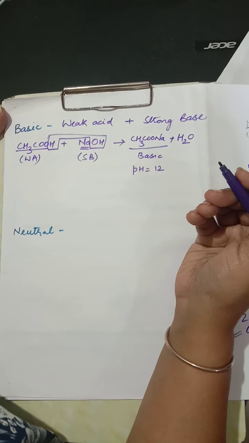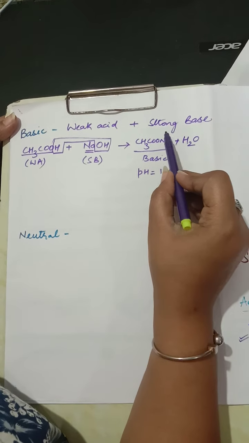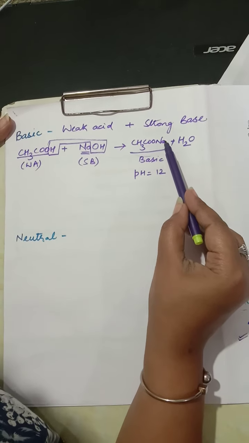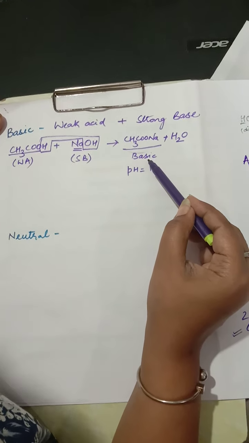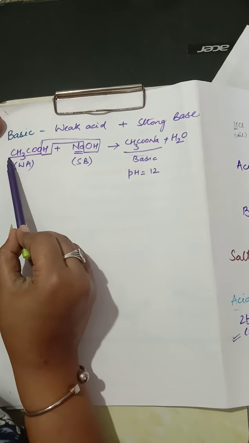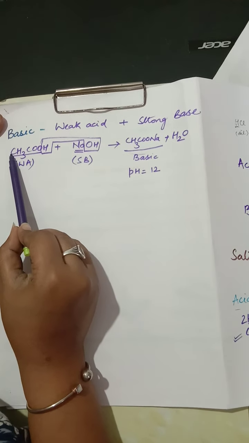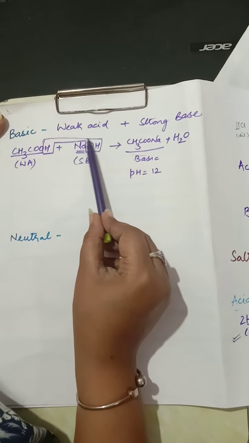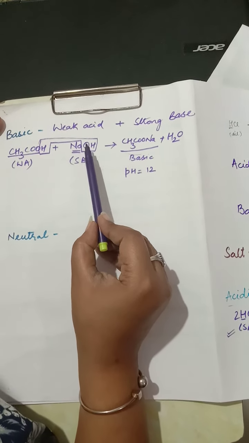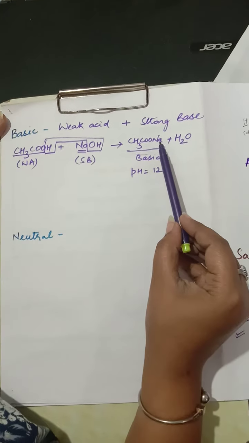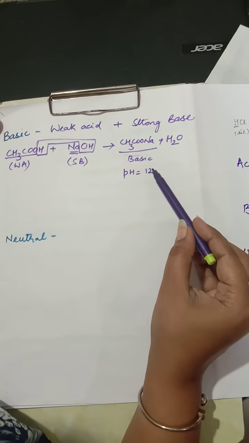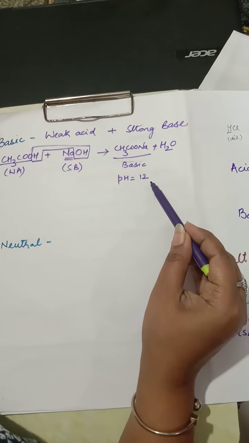Alright. Another type of question. What is the nature of sodium acetate and why? Sodium acetate nature is basic because it is formed by the neutralization of weak acid, that is acetic acid, and sodium hydroxide, which is strong base. Here base is stronger, that is why the nature of aqueous solution of sodium acetate is basic and its approximate pH value is 12.